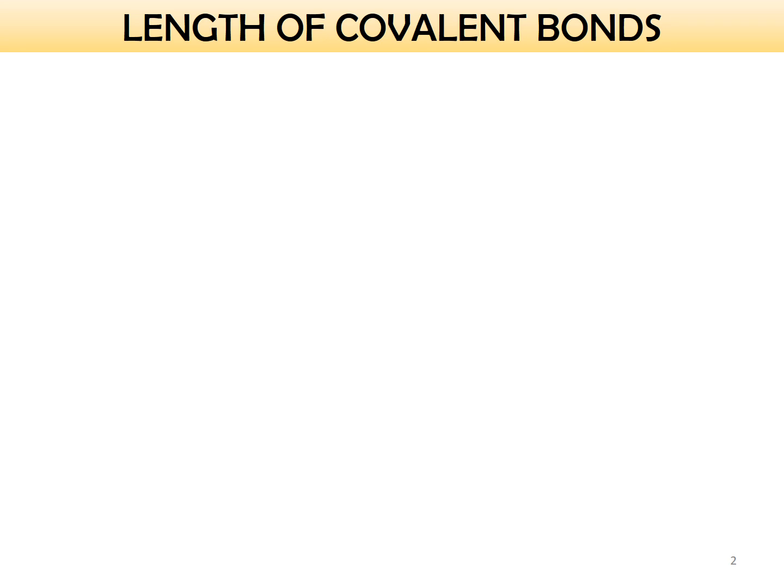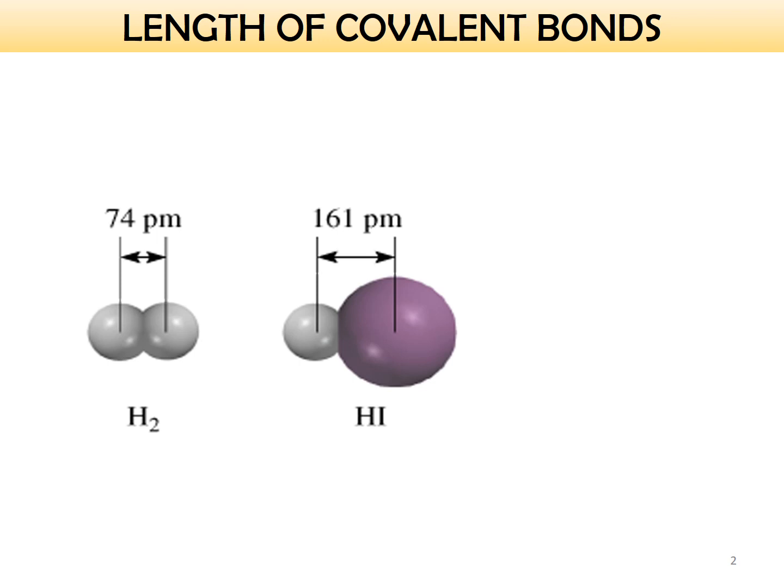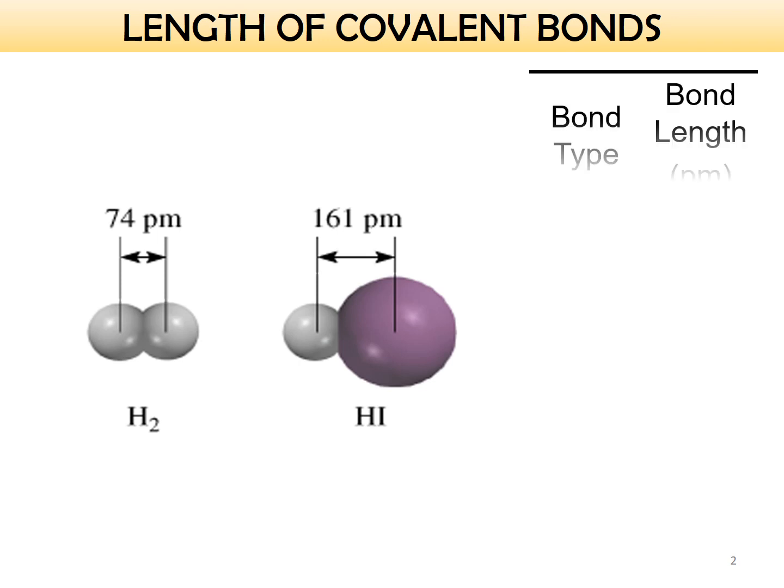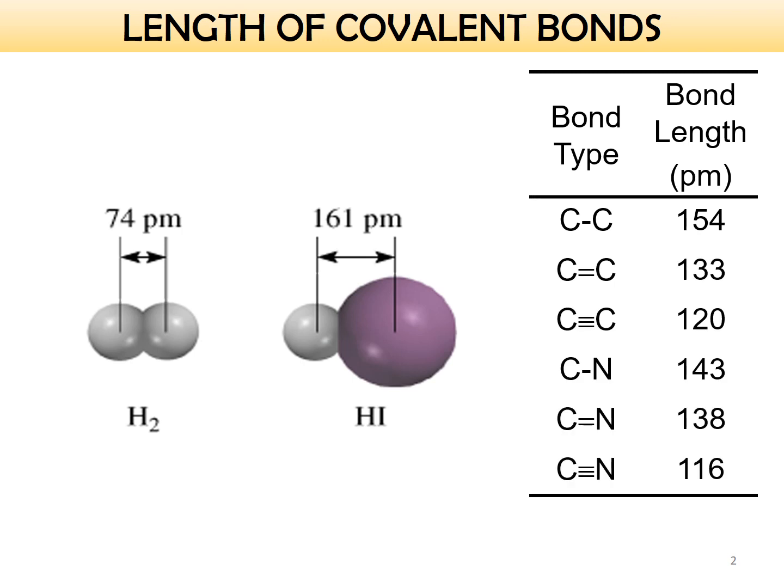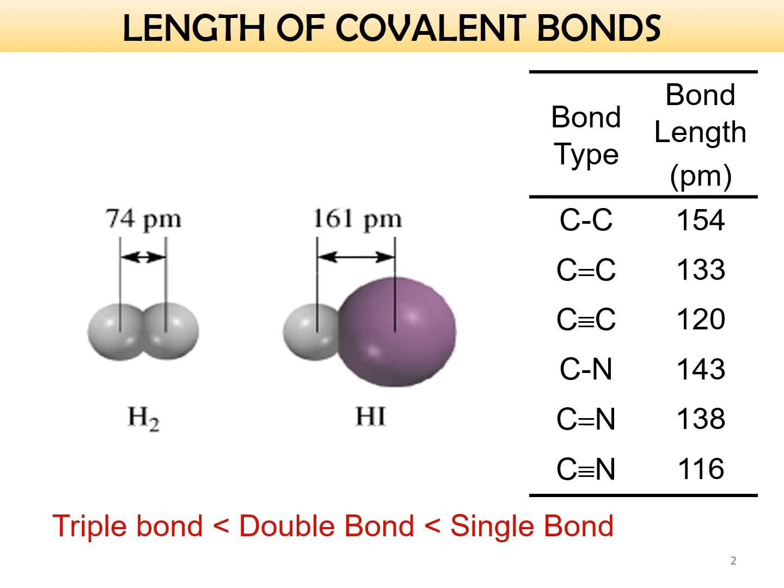Generally, the length of the bond between two atoms is approximately the sum of the covalent radii of the two atoms. Bond length is reported in picometers. In a bond between two identical atoms, half the bond distance is equal to the covalent radius. A bond between a given pair of atoms may vary between different molecules. Therefore, the bond length increases in the following order: triple bond is shorter than double bond, which is shorter than single bond.